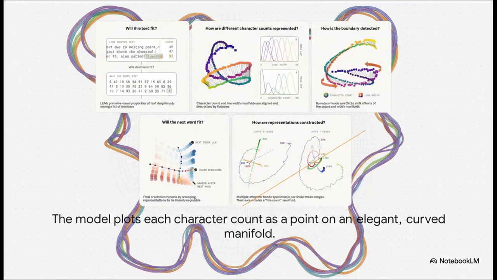And this is a fantastic illustration of what the model's actually doing. It's not just counting 1, 2, 3 in its head. For every single character position on a line, it plots a point in its internal high-dimensional space. And get this, those points don't just form a straight line. They trace out this beautiful, complex, almost rippling curve. That's the character count manifold.